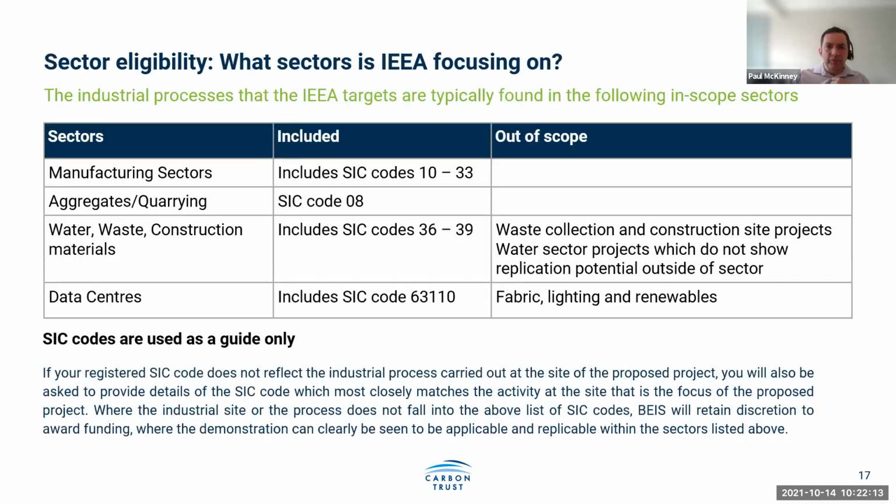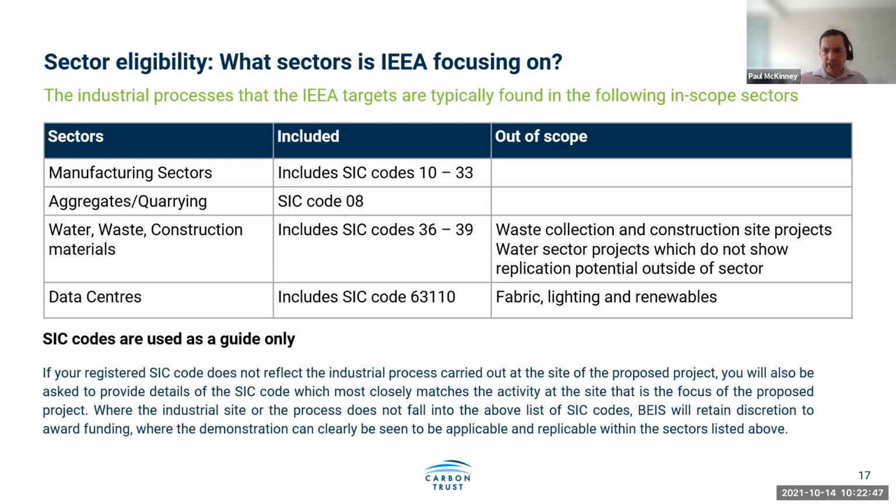So in terms of sectors, the IEEA focuses across the industrial sector. So obviously all of the manufacturing sectors, but also a bit broader in terms of aggregates and quarrying, and then the water and waste sectors, and manufacture of construction materials, and also data centers, included in a number of these BEIS competitions as well. So do talk to us about whether your sector and your process is eligible.